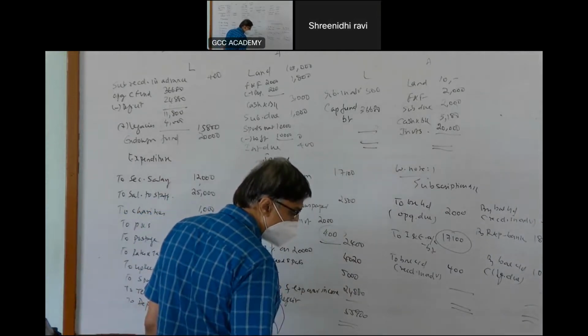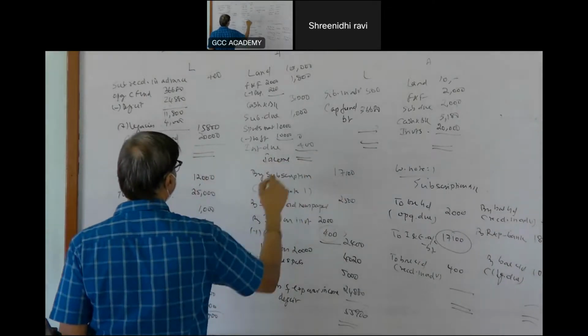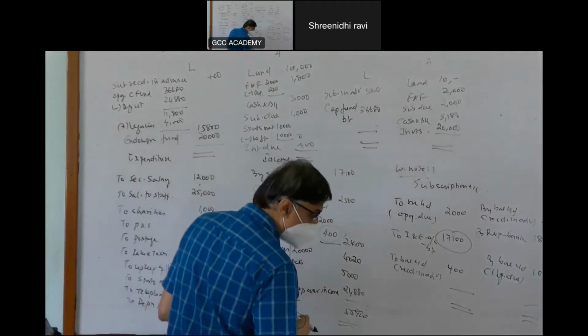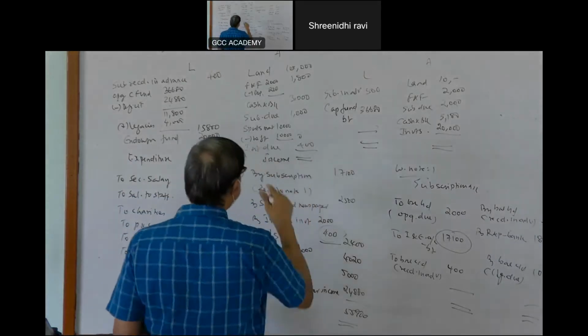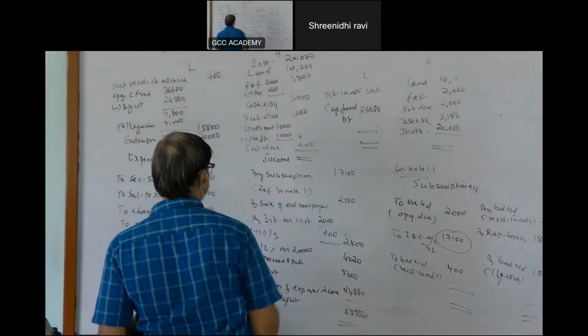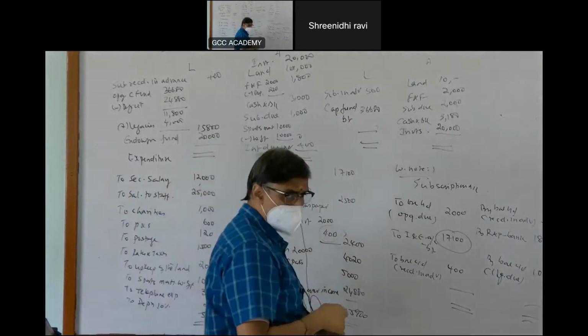I think we have covered all items. Check the total now. Land 10,000, investment 20,000, closing investments. Interest due on investments. For the total, the balance sheet tallies.